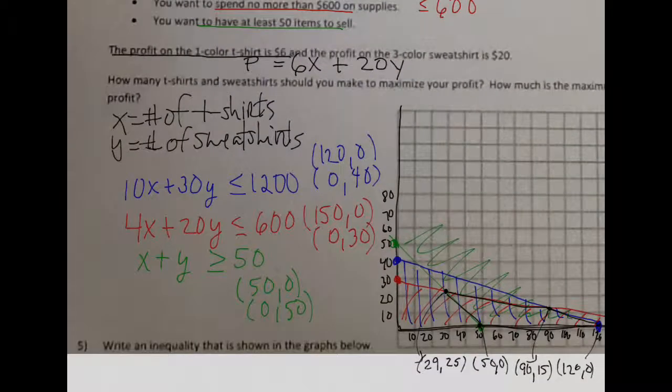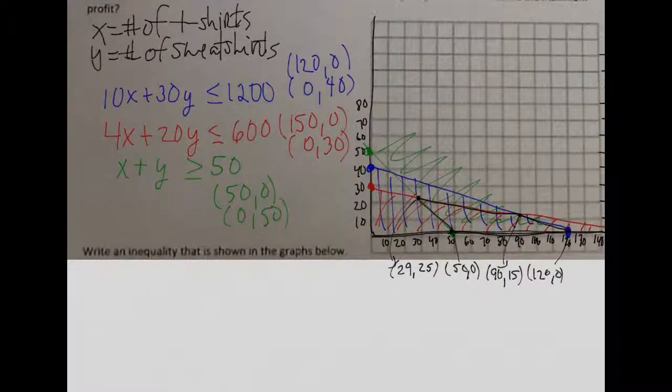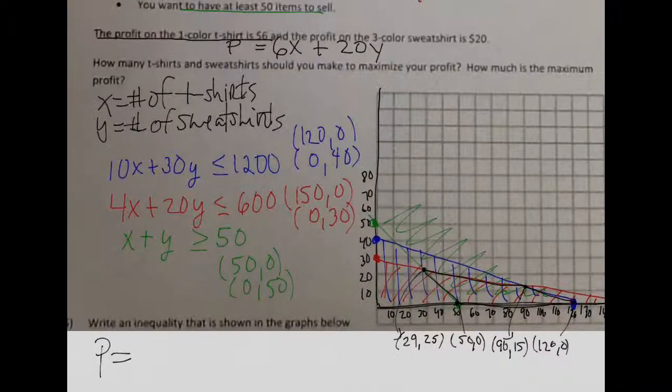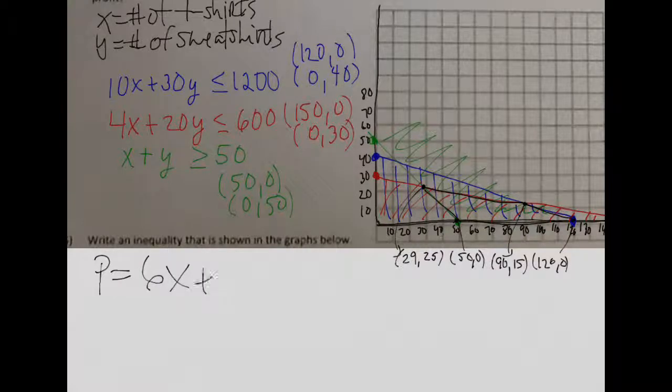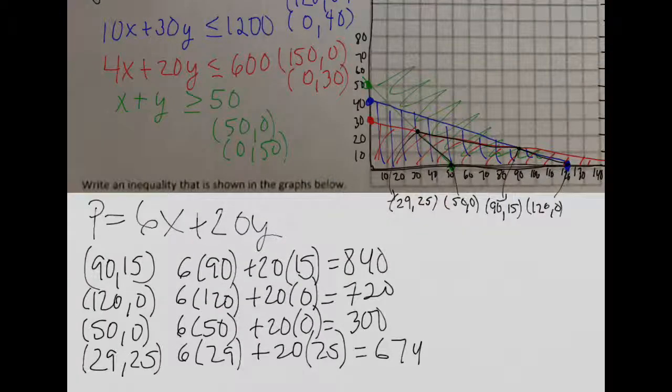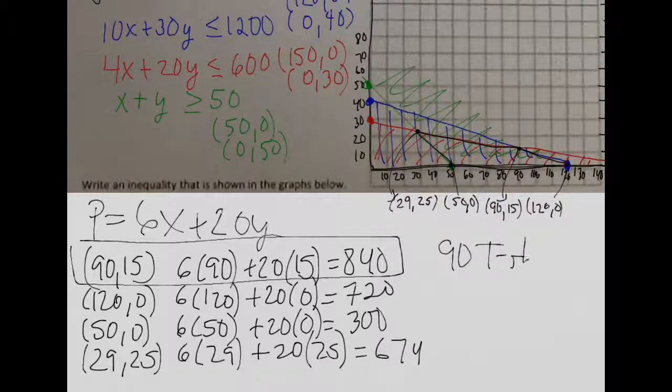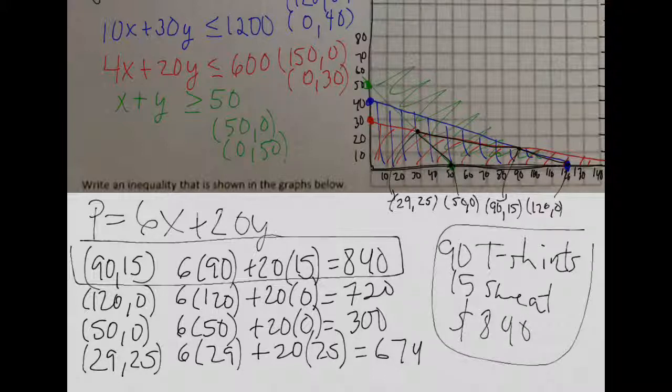And what was the profit equation? 6x plus 20y. I plug each of those points in and see which gives me the most amount of money. Okay, so I did all those. I plugged in the x and the y for each of them, and it looks like this gives me the maximum profit. So when I sell 90 t-shirts and at the same time about 15 sweatshirts, my total profit would be $840. And there's the answer for number 4.